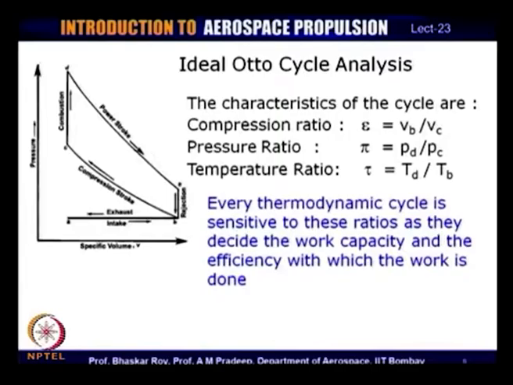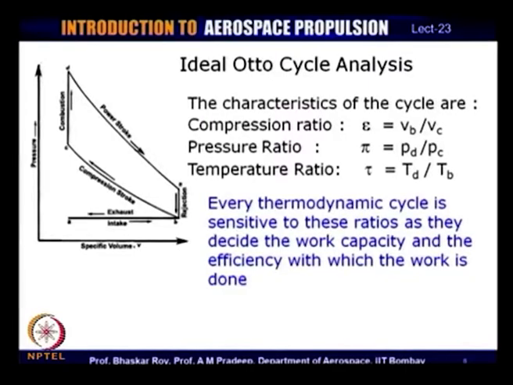And then the temperature ratio, that is the maximum temperature which the cycle experiences starting from the starting temperature, and this is often called the cycle temperature ratio. So, this is the cycle compression ratio and this is the cycle temperature ratio. Every thermodynamic cycle is actually very sensitive to these ratios, because these ratios, we shall see as we go along, actually decide the work capacity and the efficiency with which this work is accomplished. So, these ratios are extremely important.